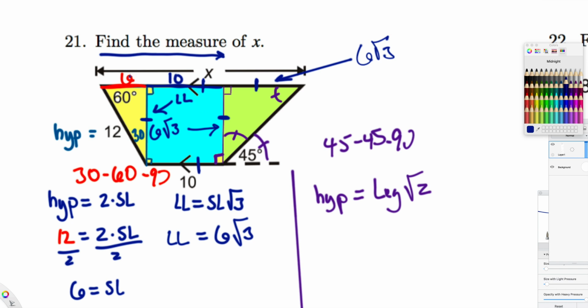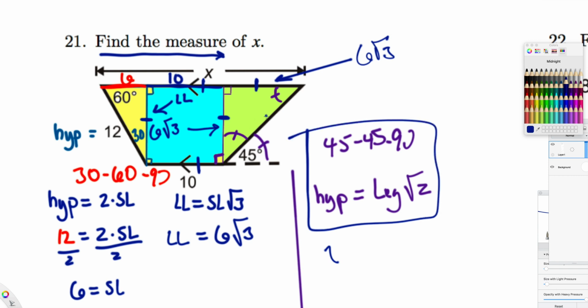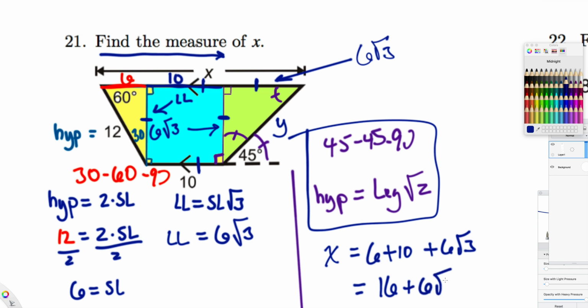So 6 plus 10 plus 6 root 3, that is x. We didn't even need to use our equations for 45-45. If it asks for y here, say this length right here, then we would have to use it to get the hypotenuse, but we actually didn't need to. So x is going to be 6 plus 10 plus 6 root 3. I can add the 6 and 10 together, but this is not a like term, so we're just going to say 16 plus 6 root 3.